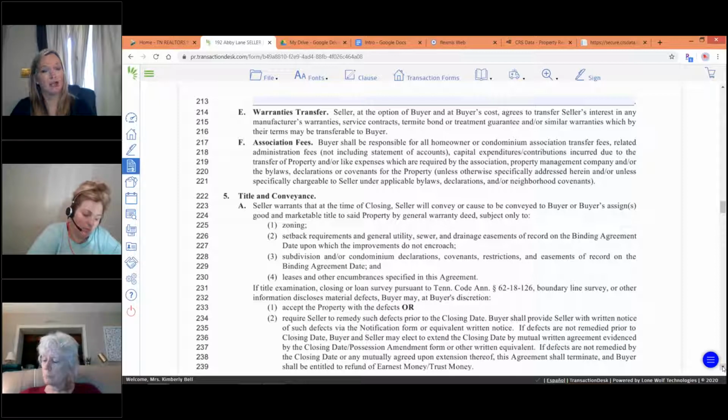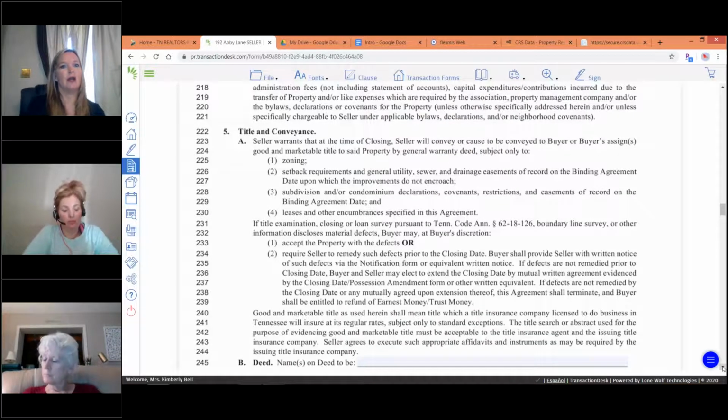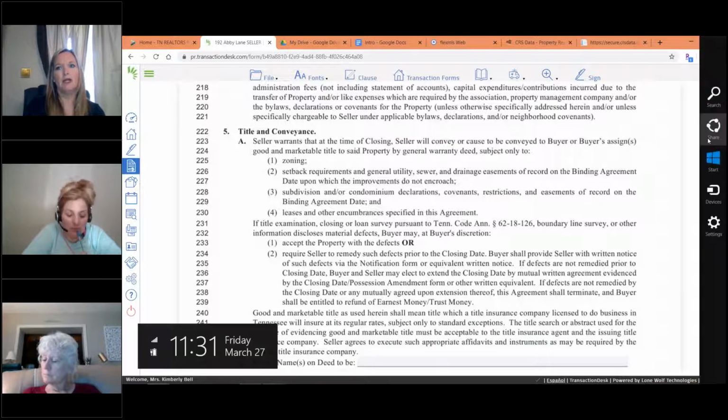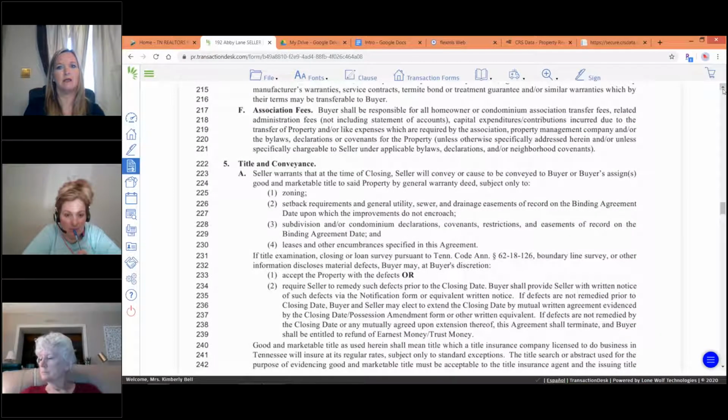Because here it says the buyer, at the buyer's cost. Well, whoops, you told me that there was no transfer fee. If you're disclosing that there was no transfer fee, then the seller should be responsible for it. So make sure you know, if you're transferring stuff, what that is. Association fees, you need to get the accounting of all of that, which is on 217. You want to know what fees, what the administration fees are. If there's anything that they can tell you, you want them to tell you.